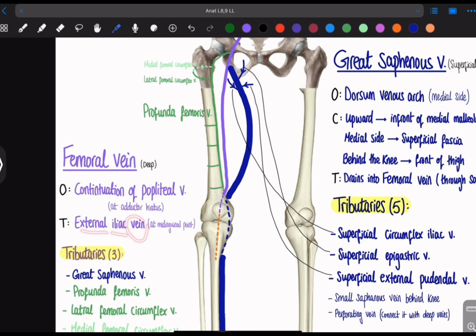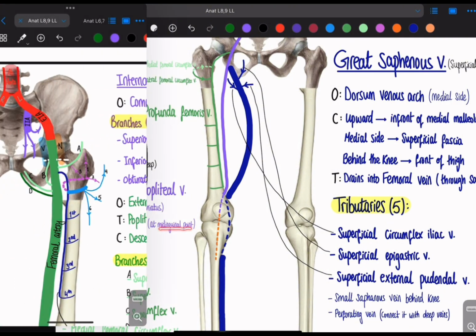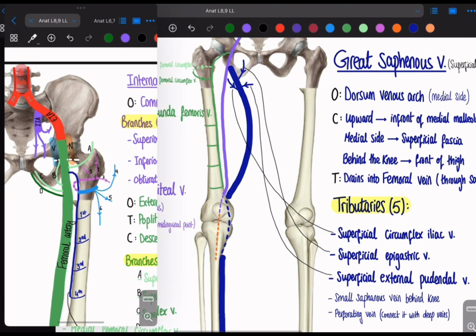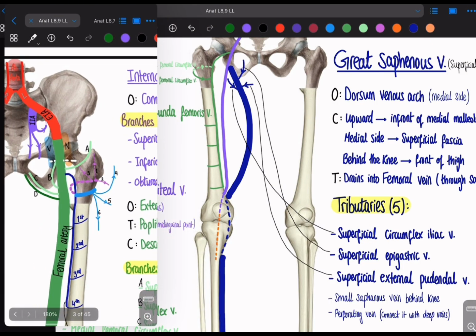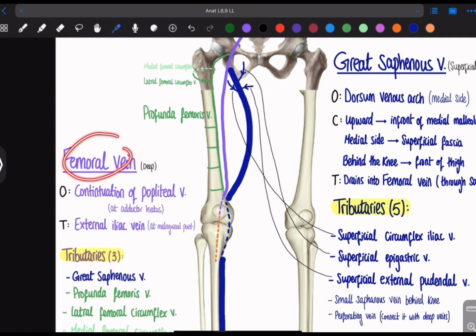Okay? At the mid-inguinal point, exactly the same as the artery. Meaning the veins are a repetition of the artery but in the opposite direction. So if you remember the artery, you're going to be able to remember the veins in the opposite direction. So in the artery we said external iliac artery is going to terminate into femoral artery at the mid-inguinal point. Remember here we draw the line and this is the mid-inguinal point. Same thing at the same point here. The femoral vein is gonna terminate or change into external iliac vein.